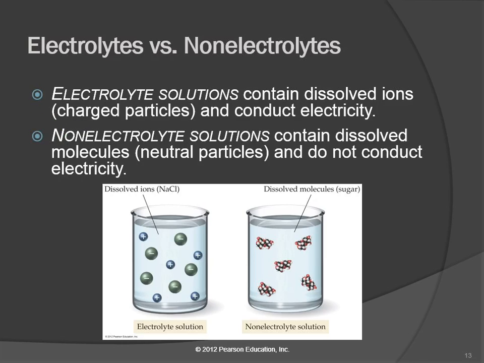The charged particles in the solution allow electricity to pass. Non-electrolyte solutions contain dissolved molecules which are neutral and do not conduct electricity. So if you make a solution of sugar in water, it will not conduct electricity. Here we have a picture of what sodium chloride does. It separates into charged ions. Sugar, you have individual molecules of sugar. There's no charges involved.